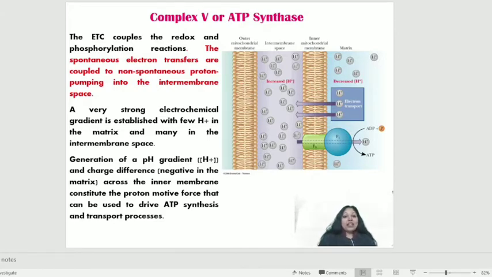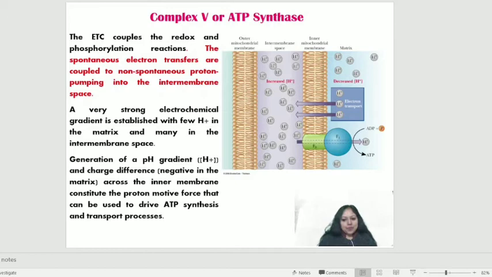Okay. So every time you encounter ETC, you must remember that spontaneous electron transfers are coupled with non-spontaneous pumping of protons into the intermembrane space. Correct? You should memorize this line because this is the key point of this overall respiratory chain. Try to speak it as many times as you encounter the ETC. This is the best way to remember it.